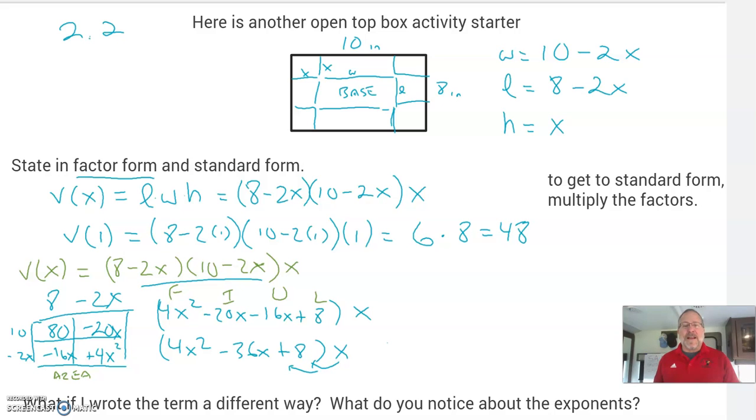So my final standard form answer will be 4x cubed. That's the x getting distributed all the way over there. And then the x getting distributed to the negative 36. x makes a negative 36x squared. And then a plus 8x.